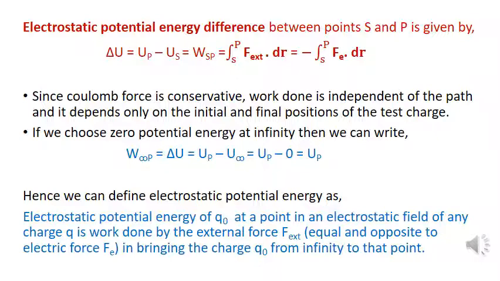From this equation, we can define electric potential energy: the electrostatic potential energy of Q naught at a point in an electrostatic field of any charge Q is the work done by the external force F external, which is equal and opposite to the electric force Fe, in bringing it from infinity to that point.